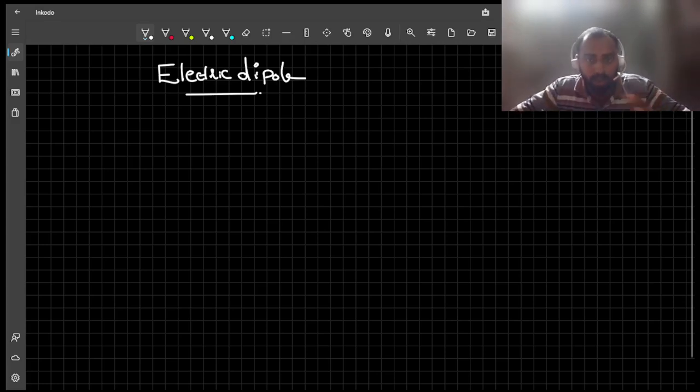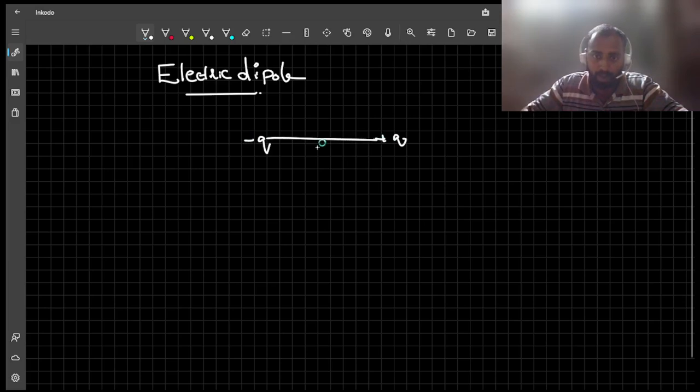So today my aim is to cover what an electric dipole is and the electric field due to electric dipoles. So first, what is an electric dipole? What do you mean by a dipole? Simply, two equal and opposite charges which are separated by a small distance is called an electric dipole. Magnitude wise they are equal, but the sign is different.